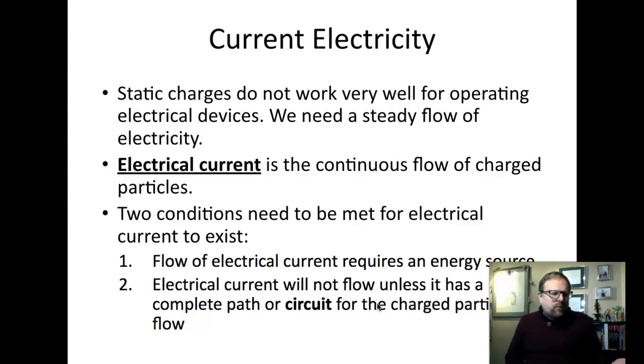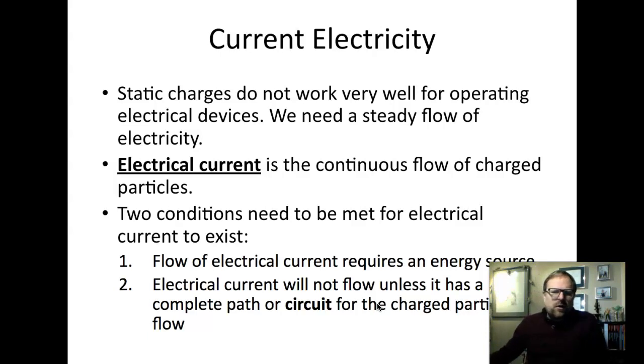If we tried to operate our phones off of static electricity, we might power up the screen, and then we'd have to go and charge up our static charge again, and then power it up again so we could type the first letter, and so on. It's just completely inefficient, not the way to do things. So we use current electricity.